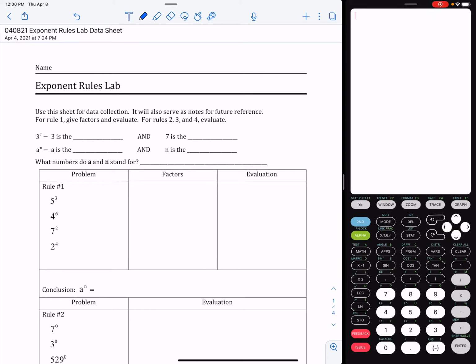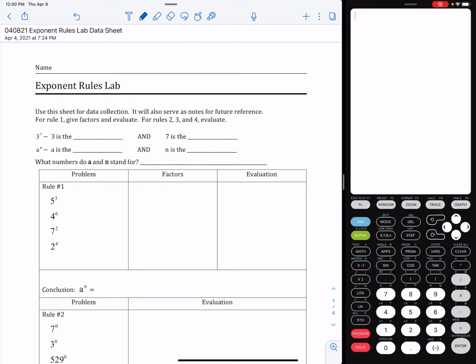Hello class, today we're going to process the Exponent Rules Lab, the one that we did yesterday. So I'd like to go over the answers to this Rules Lab and each of the conclusions so that we can complete the assignment. So in this video, I will just go over the lab. In the next video, I'll go over the assignment that I want us to do together. And then you'll have a second assignment to complete on your own for a grade.